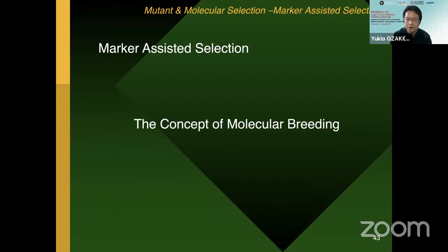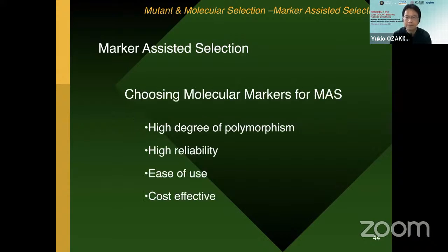Large-scale marker-assisted selection programs have been undertaken by CIMMYT in Mexico for wheat improvement. Similar applications for this crop have been undertaken in Australia. Similarly, MAS for cultivar development in corn and many other crops has been reported. For application in marker-assisted selection, the key requirements of molecular markers include a high degree of polymorphism, high reliability, ease of use, and cost-effectiveness.